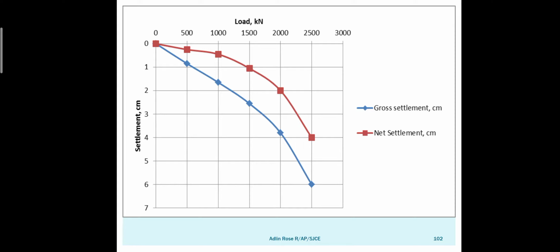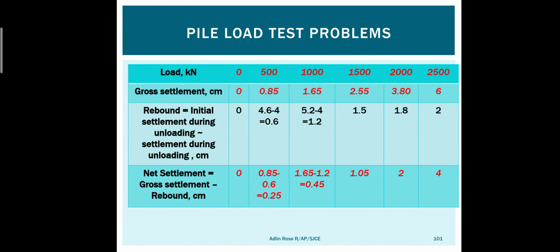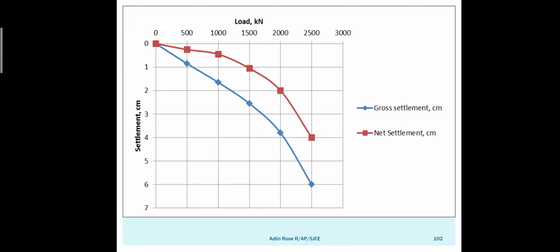Now you have to plot the load versus net settlement in the same graph. So what are the load versus net settlement values? 0 comma 0, 500 comma 0.25, 1000 comma 0.45, 1500 comma 1.05, 2000 comma 2, 2500 comma 4. You plot those in the graph, you will get the red curve. The red curve is going to be net settlement. Remember the settlement unit here is centimeter. That you should remember. The centimeter is given in the question, that's why I'm plotting it in centimeter.